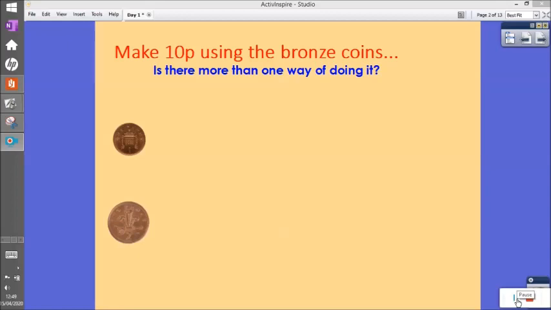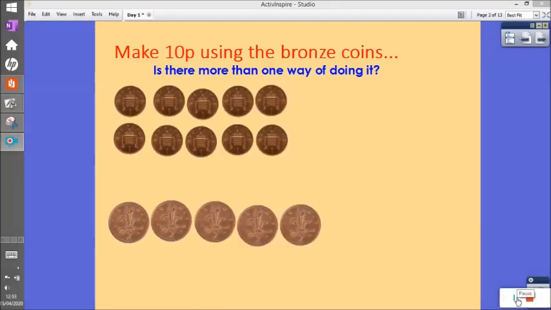Okay, so the first challenge I have for you is to make 10 pence using the bronze coins you can see on the screen. So we have a 1 penny there and we have a 2 pence coin there. I want you to pause me and have a think of lots of different ways that you could do that. Can you do it in more than one way? Can you do a mixture of the coins or not? Okay, so pause me, have a think, then come back to me and we will explore it together.